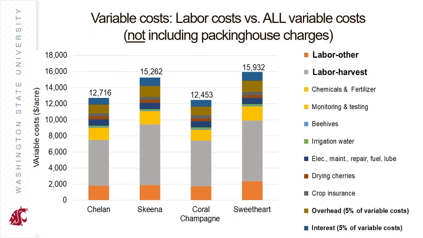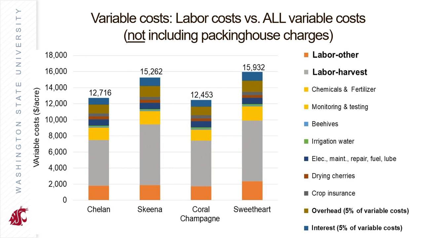Now, I don't want to see packing house charges. Don't show me packing house charges. Just show me the cost in the field. Okay, cost in the field only. How are these distributed? Well, labor cost is the main one, right? In the past, we were saying 45% of all the variable costs in the field are labor. Then it went up to 50. Now it's about 60%. About 60% of all the costs in the field are labor.